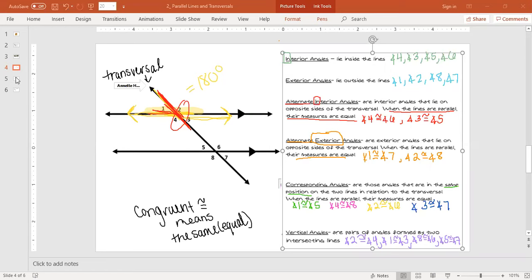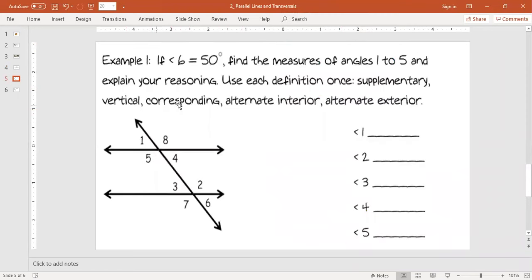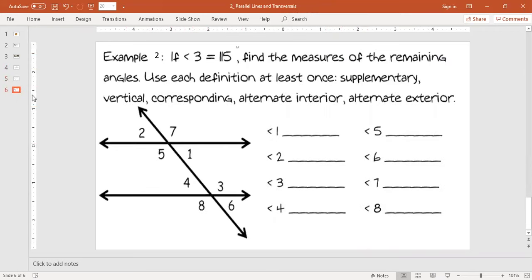So let's go through at least one quick example of how to do this. And I don't want to do too much because I don't want to take too long, so I don't want you guys to lose interest, but we'll go through, let's see if I can get a good one. We'll do example 2. We're going to skip example 1, we're going to do example 2. Okay? So you go back and try example 1 in a second. Example 2. We say if angle 3 is 115 degrees, find the measure of the remaining angles and use each definition at least once. Supplementary, vertical, corresponding, alternate interior, alternate exterior.